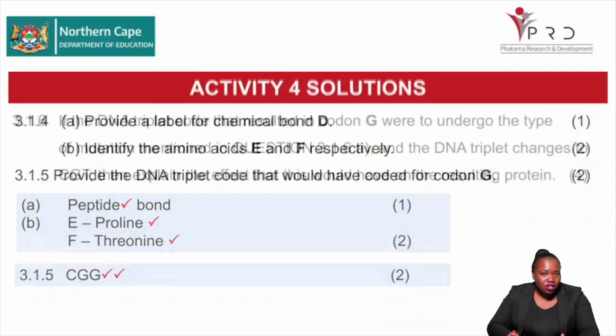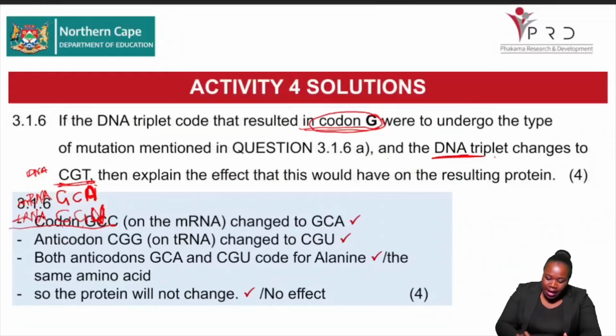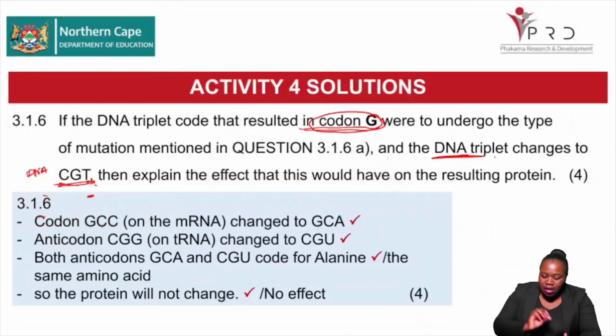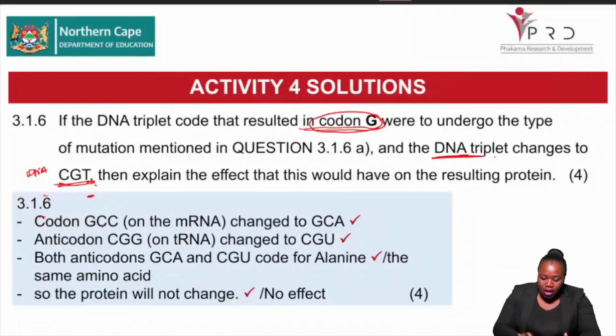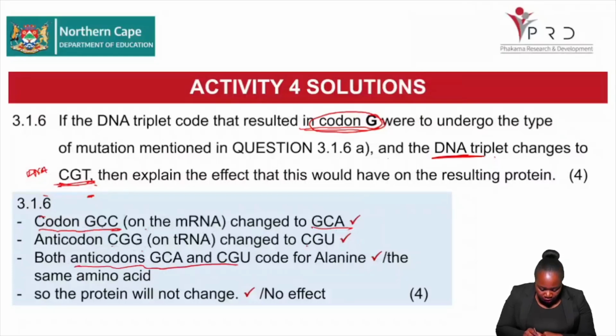However, there is that change in the sequence of the nitrogenous bases, but the amino acid has not changed. So you must keep that in mind. You must always make sure you check first. Don't just rush in to say the amino acid has changed and so on. Just check first. So codon GCC on the mRNA has changed to GCA. Anticodon CGG has changed to CGU. Right? You get marks for that. Both these anticodons code for alanine. So they code for the same amino acid. Therefore, the protein will not change, meaning that there will be no effect.